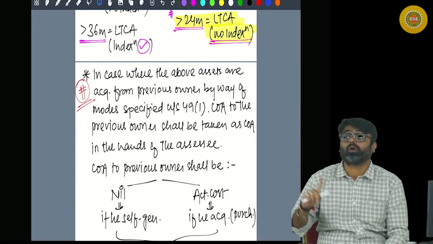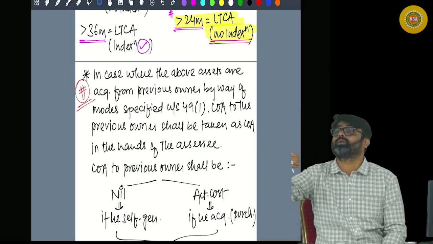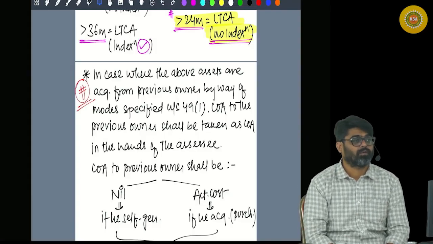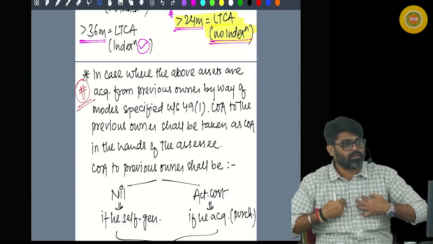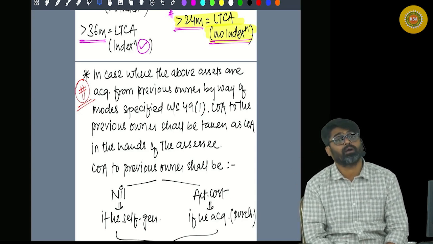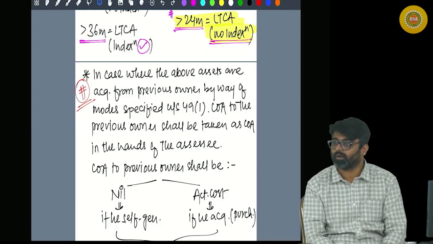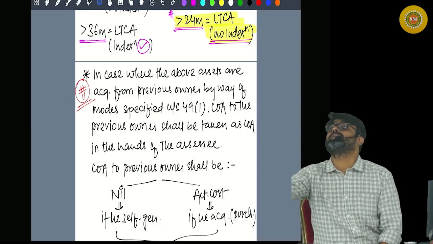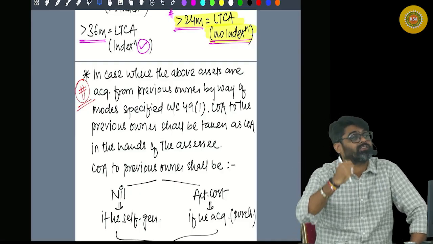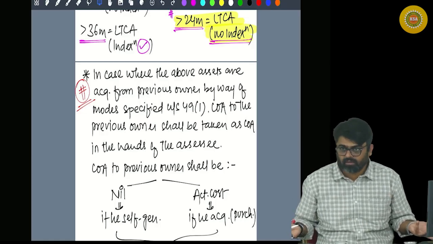Did you acquire? No. You acquired by way of gift. I gave you a gift of any of these assets. Can I gift any of these assets to you? Gift is a mode specified under section 49(1). So did you receive the asset by way of gift? It is a mode specified under section 49(1).